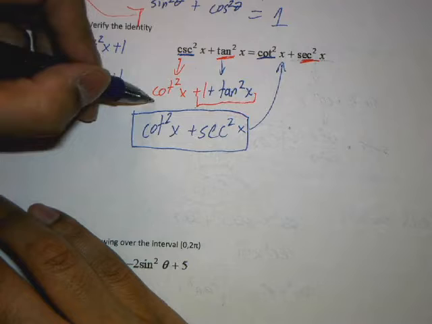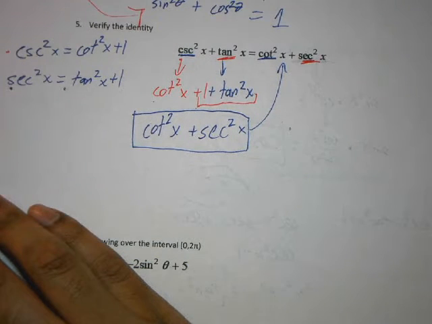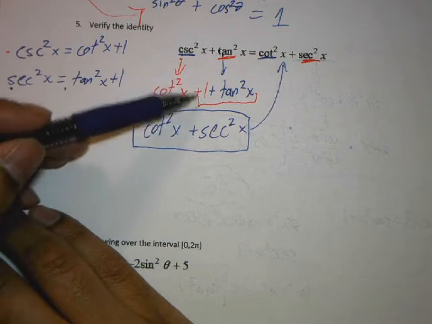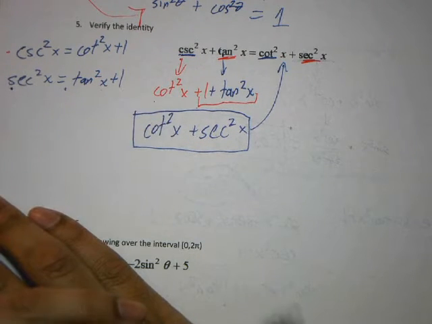Okay, so this proves that we're able to verify it. All right, so again, if you replace the 1, then you can replace the other piece, and those 1s will end up canceling out.